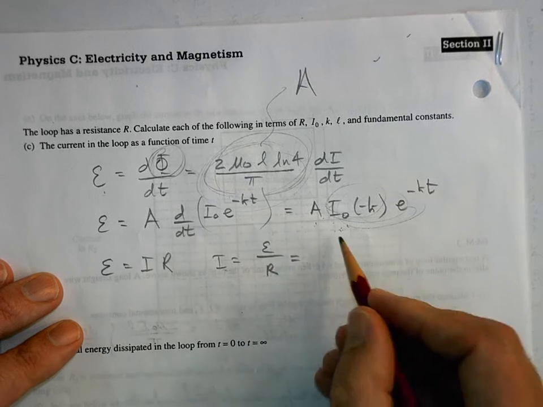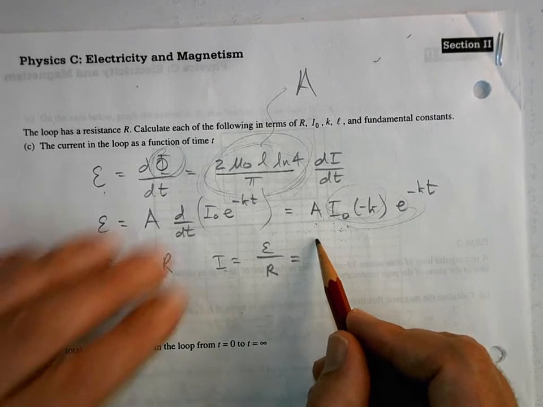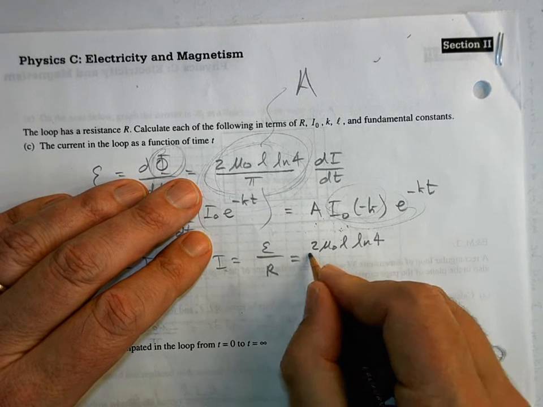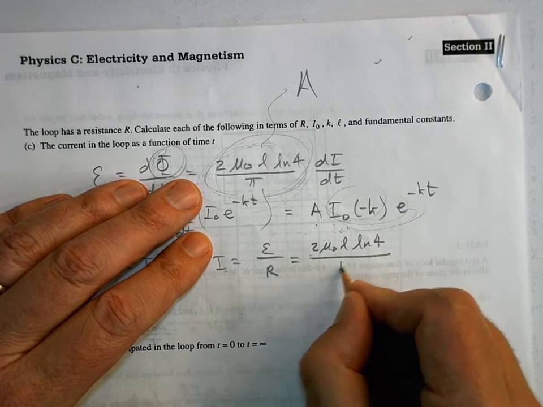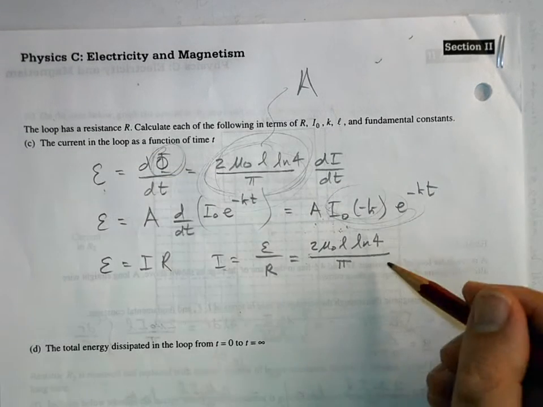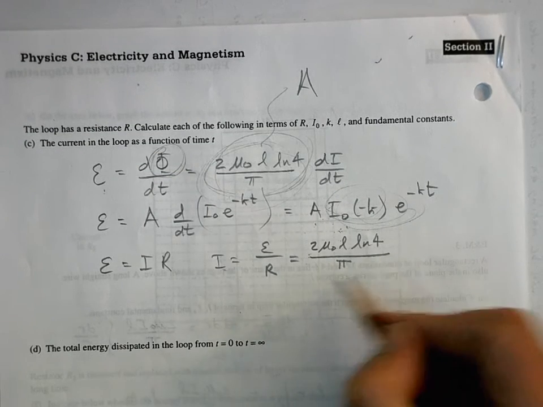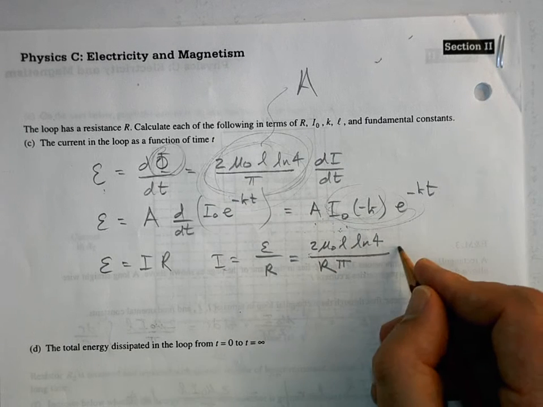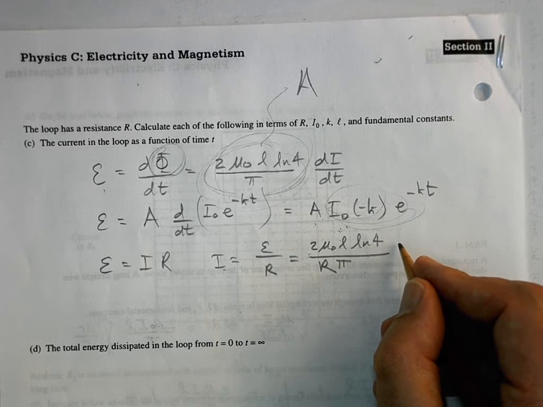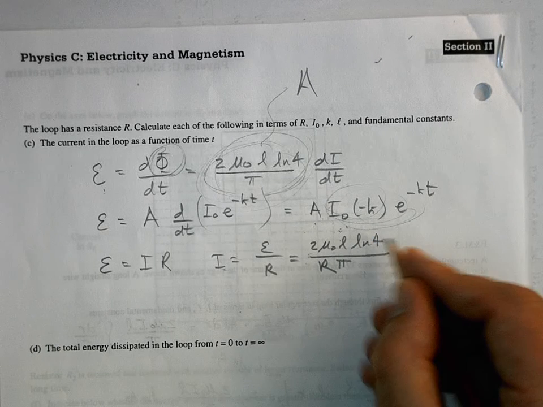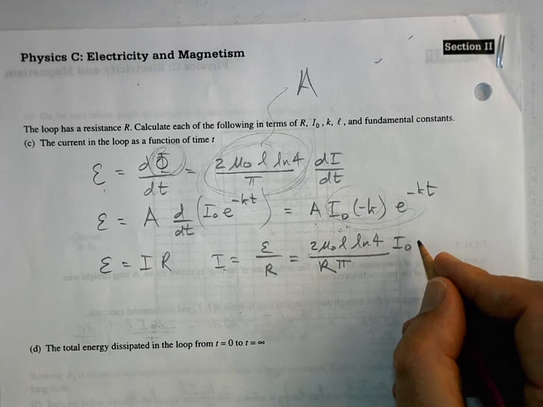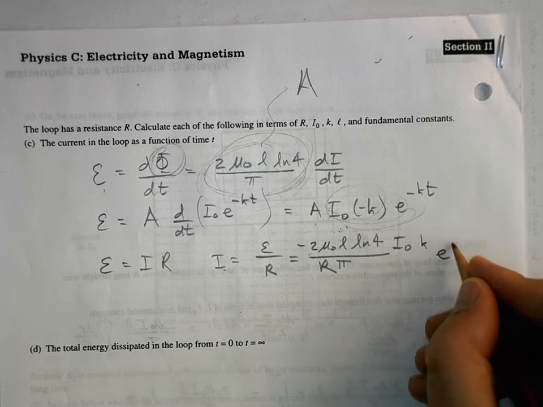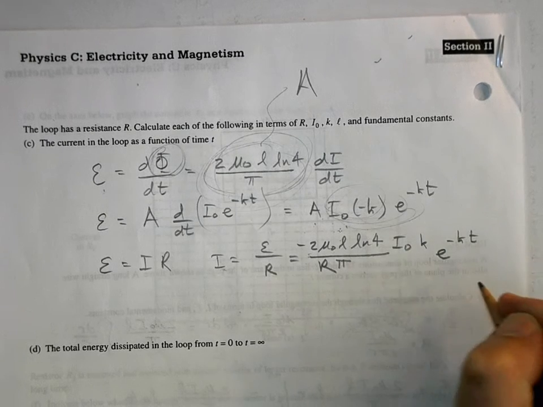So that's going to be all of this stuff over R. So I'll just go ahead and write 2 mu naught L natural log of 4 over pi. Okay, that's A. And then we have to divide by R. And then we have to multiply by I naught, and then we have a negative k times e to the negative kt. I believe that's all.